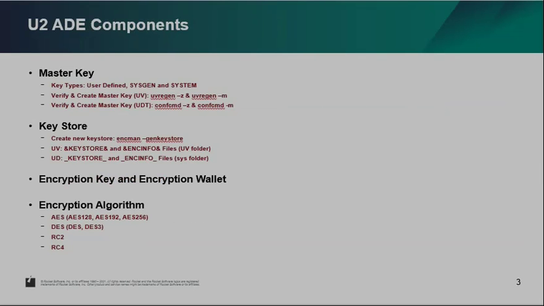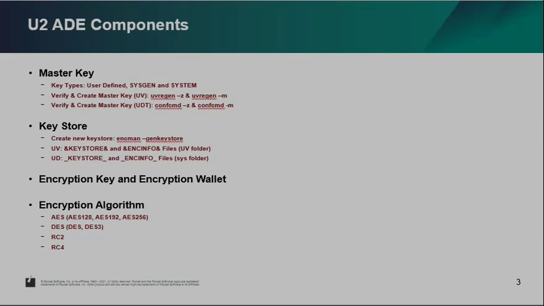So the YouTube ADE has a couple of components. The first thing is called the master key. The system must have the master key set up. The master key type can be user-defined, sysgen, or system. On Universe you can run the uvregen -m option to set it up. For UniData, you can run the confcmd -m option to set the master key. After you create the master key, you must restart your UniData or Universe server.